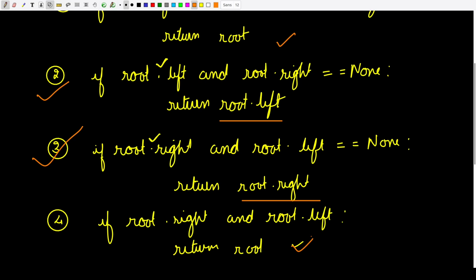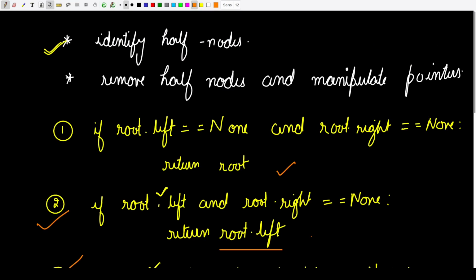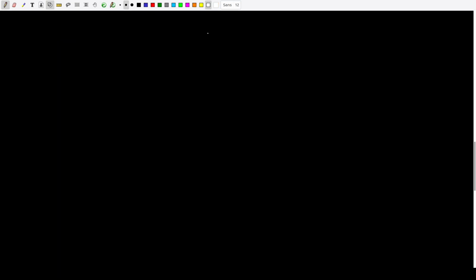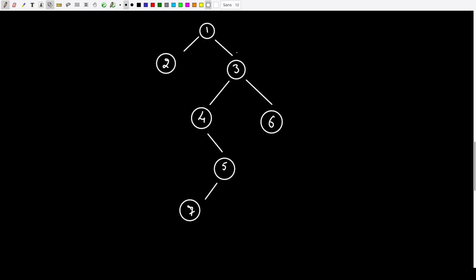So in this way, we will be able to identify half node and we will be able to remove it from our tree. So the removal part is okay, but the other part which we have to address is we have to manipulate its pointer as well. So let us discuss how we are going to tackle manipulation of root pointers. So in order to understand that part, let us take an example. So let us say this is the tree which is given to us and we need to remove all half nodes from it.